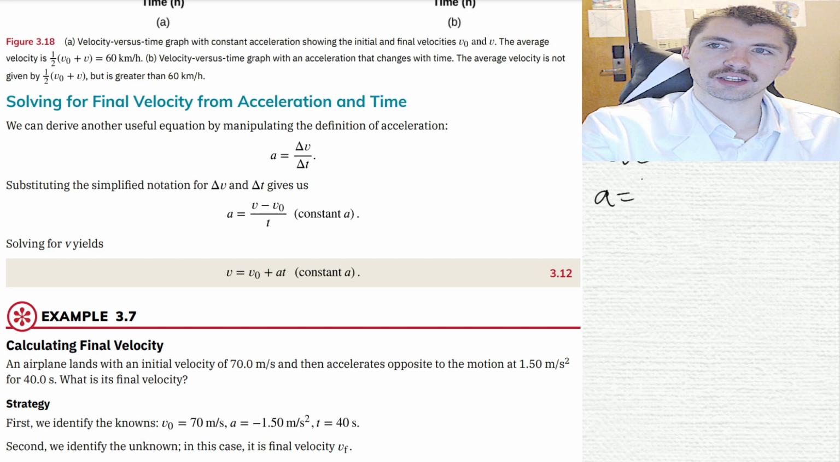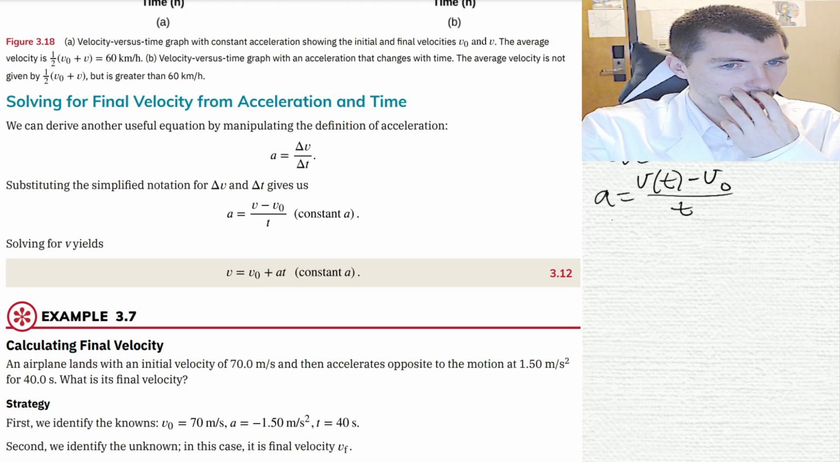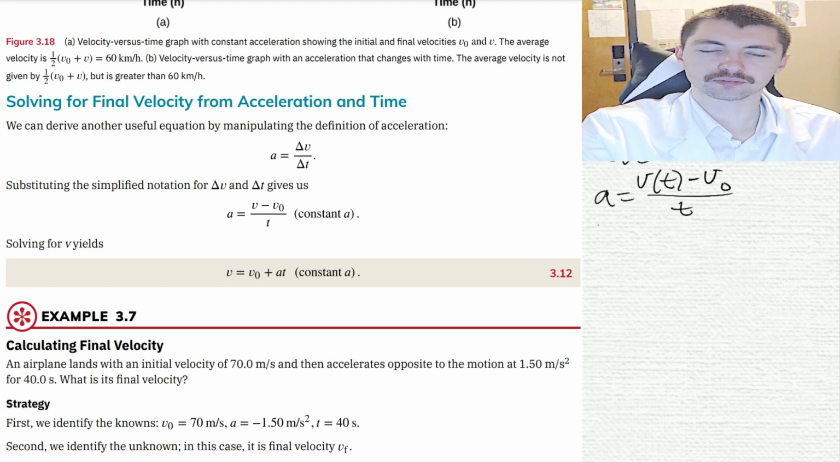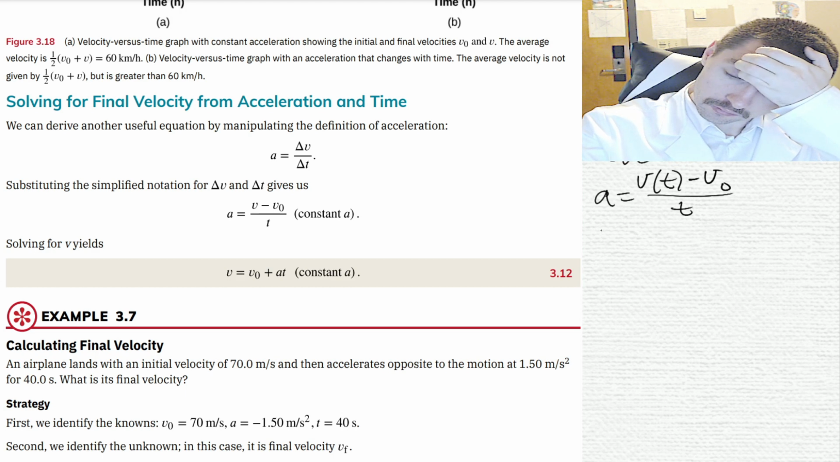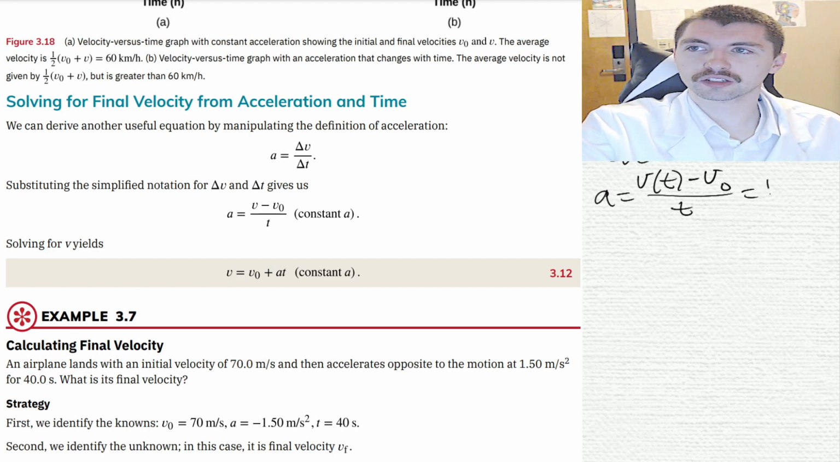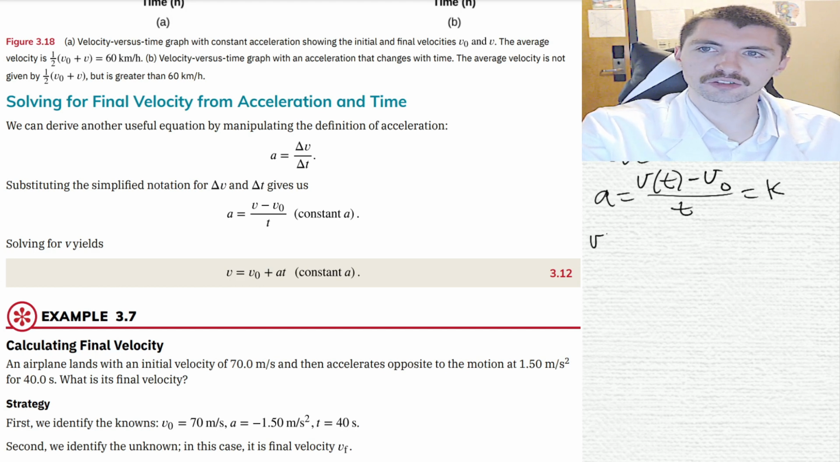So we can write A is V minus the initial, which is where I guess I could write it as K. I could keep the K notation. Which means V(t) equals V naught plus Kt.